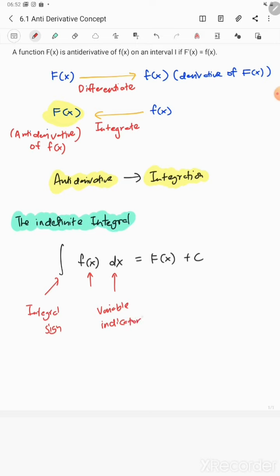If you want to integrate a function, you have to look at the variable indicator. If you integrate with respect to x, any letter other than x becomes a constant. Let's say the indicator shows x, so if you have other letters like a, z, or y, they are considered constants. This one we call the integrand, and this is the constant of integration.